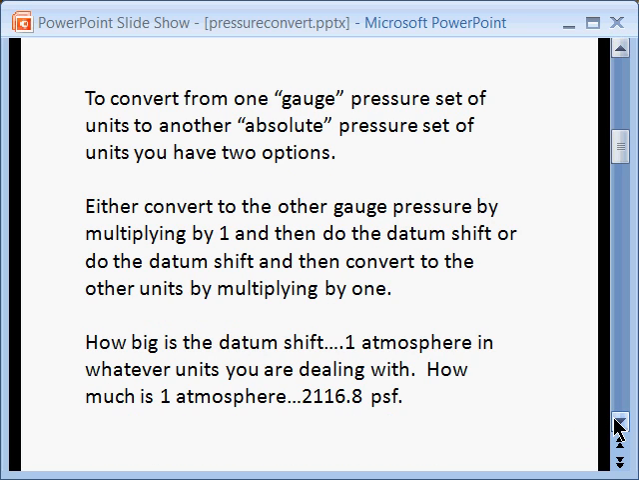Now, the slightly more complicated, but not so bad. To convert from one gauge pressure set to another absolute pressure set of units, you have 2 options. Either convert from one gauge pressure to the next by multiplying by 1 and then do a datum shift, or do a datum shift and then convert to the other by multiplying by 1. So you really have both options. How big is a datum shift? Well, go back to those equivalences. 1 atmosphere absolute is 0 gauge. 0 gauge is 1 atmosphere more pressure than absolute 0 pressure.